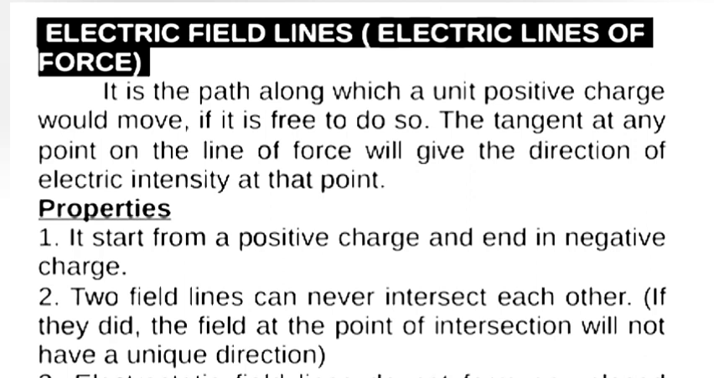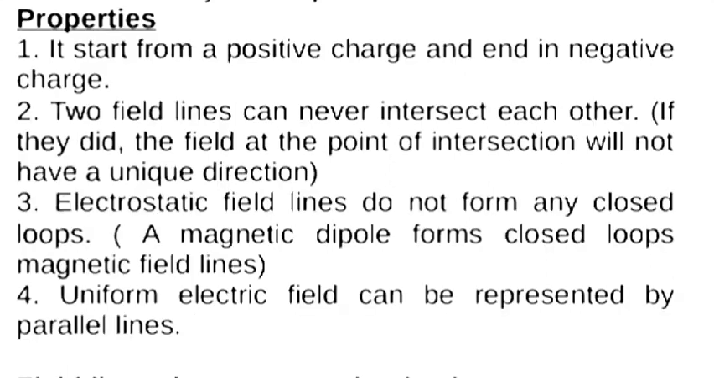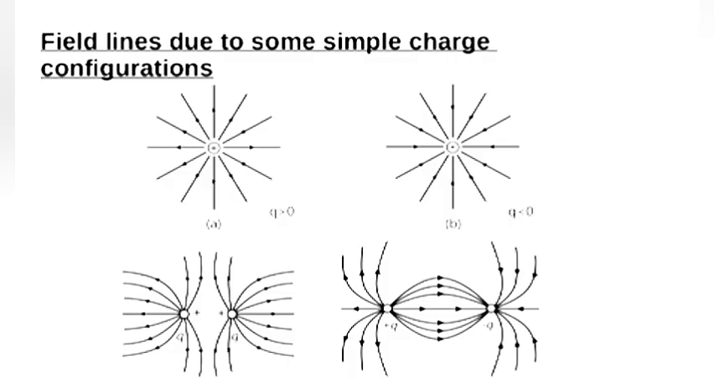Properties. 1. It starts from a positive charge and ends in a negative charge. 2. Two field lines can never intersect each other. 3. Electrostatic field lines do not form any closed loops. 4. Uniform electric field can be represented by parallel lines. Field lines due to some simple charge configurations.